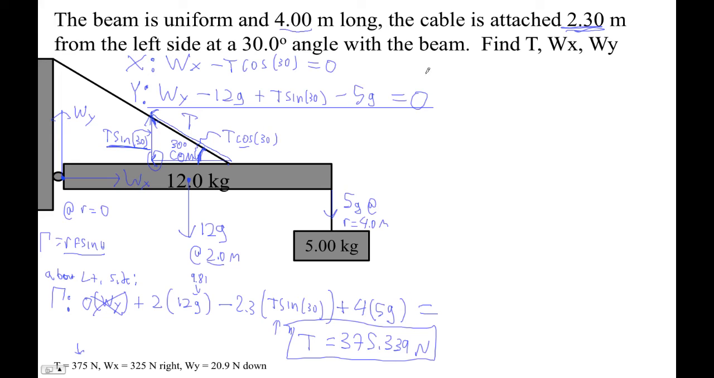And now I need to find the wall in the x direction. So let's do that. All right, so we go wall in the x direction minus 375.339 cos 30 equals 0. So I'm going to multiply that by cos 30. 325. So wall in the x direction is 325. And the fact that it's positive, of course, means it's to the right.